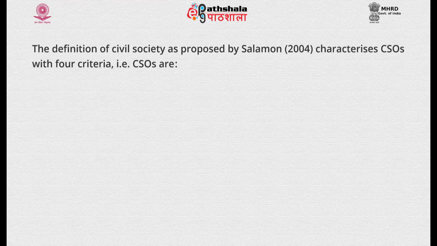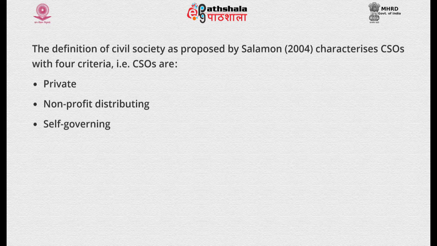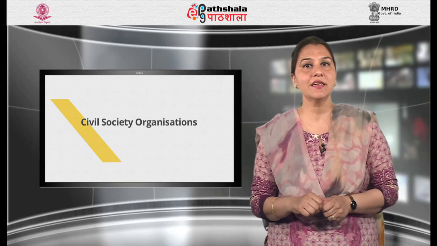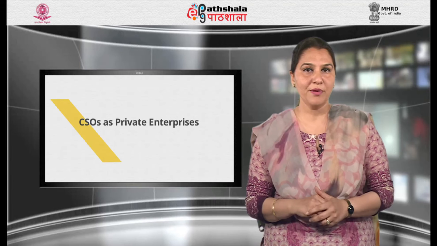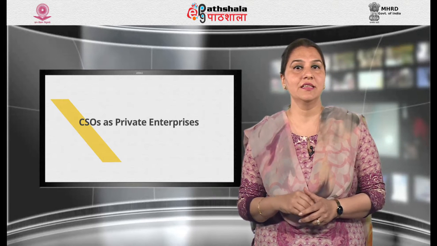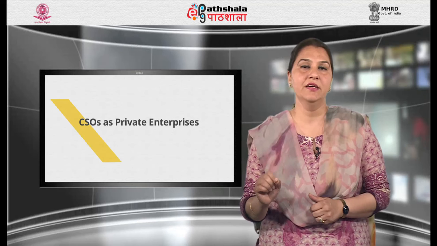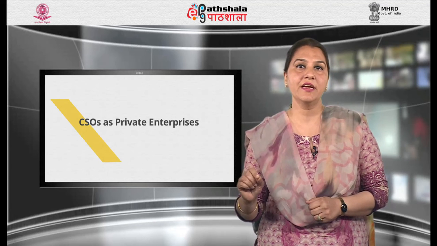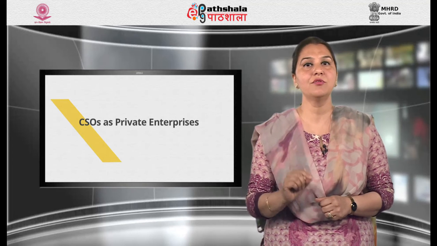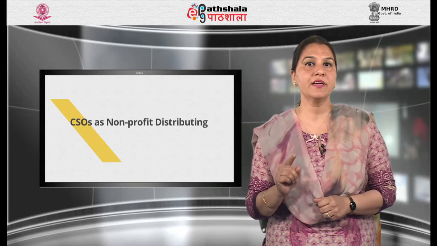The definition of civil society as proposed by Salomon 2004 characterizes CSOs with four criteria, that is, CSOs are private, non-profit distributing, self-governing, and voluntary organizations. Now we will discuss these criteria one by one. First of all, private. This signifies that they are institutionally separate from the state, even if they are receiving consequent amount from the state.